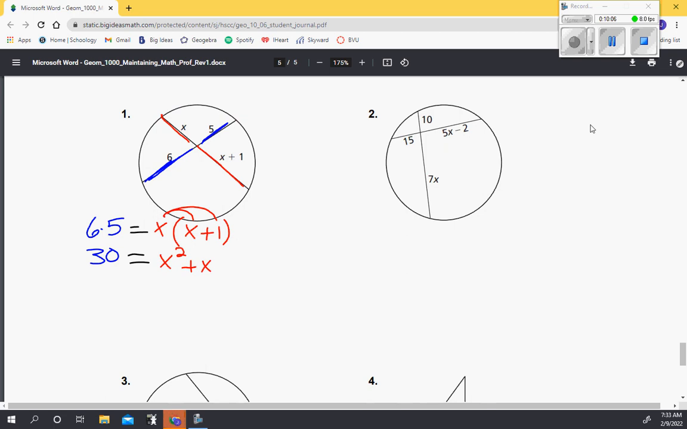Now, this is where a ton of students struggle. They don't know how to solve for x. What we have to do when we have x squared and an x is we're going to subtract 30 from both sides. So I'm going to bring this off to the right side. We have 0 is equal to x squared plus x minus 30.